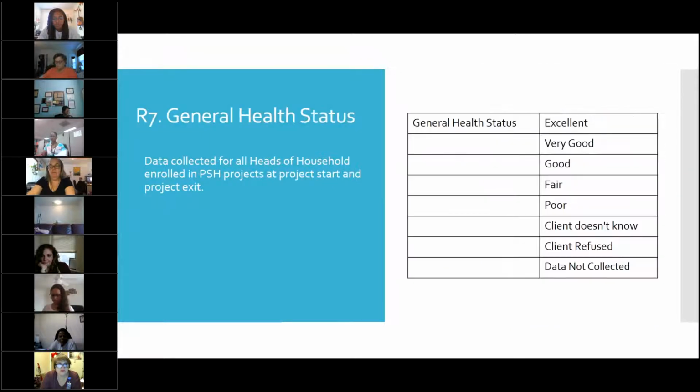Next slide, please, Zara. Thank you. Data element R7, general health status. This element has been a requirement for HUD, VASH, and RHY funded projects only. However, with the fiscal year 2022 update, HUD is now requiring this element for all head of households enrolled in PSH to collect this element at project start and exit.